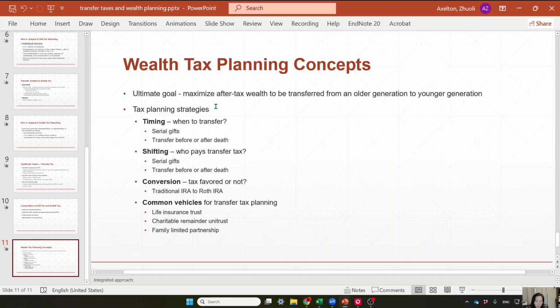So, all the planning strategies we have talked about in other chapters still apply. What's the timing of the transfer? When to transfer? Who pays transfer tax? When to shift the income? When to transfer the property? And the conversion and the common vehicles for transfer tax planning. Also, this is something that gets a little bit more into the estate planning side. So this is just something for your information.